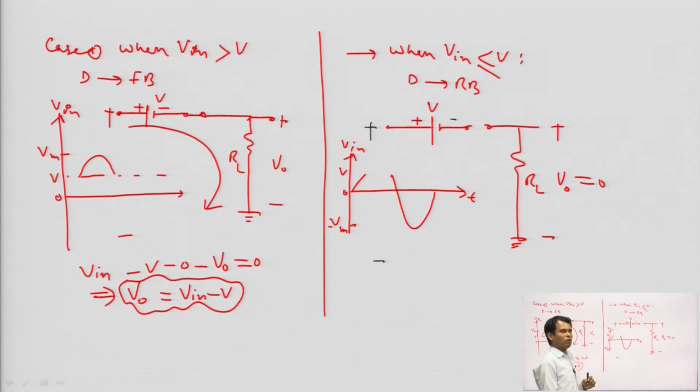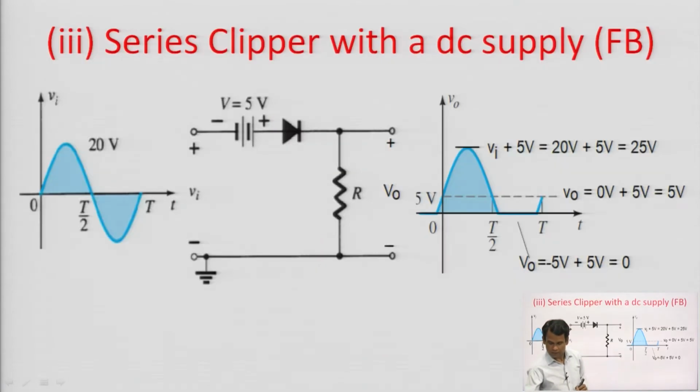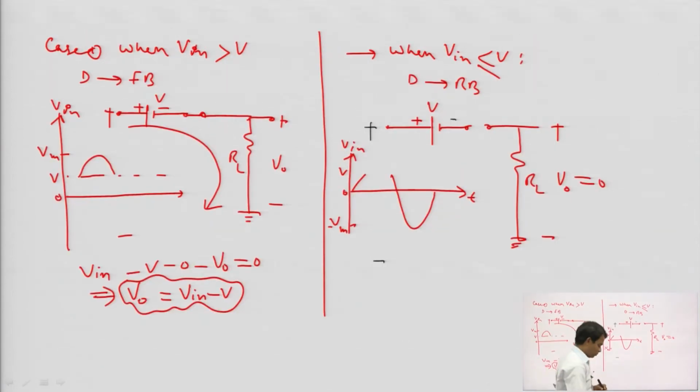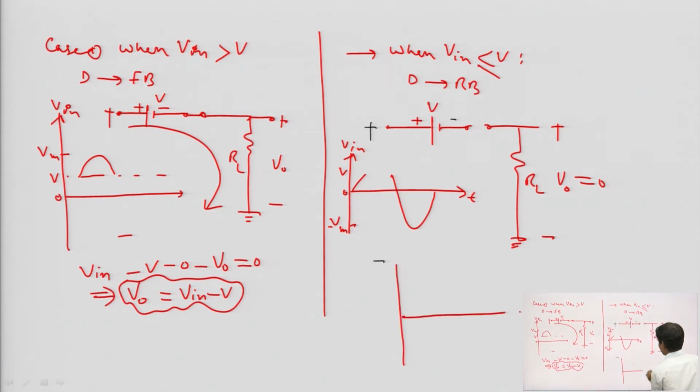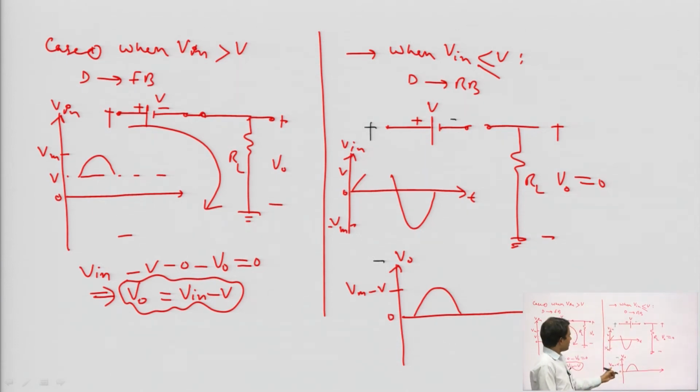Then what will be the output waveform? The output waveform is like this, because this is 0 and this is the Vm minus V output. Okay guys, this is the output voltage. This means the peak value of the output voltage is reduced by the bias voltage V. Okay guys, only when the diode is in forward bias will we get the output voltage.